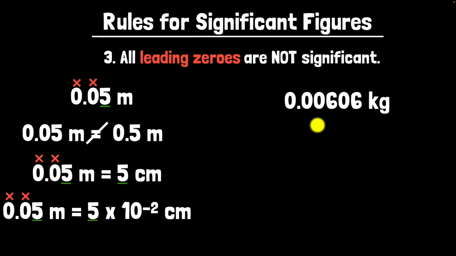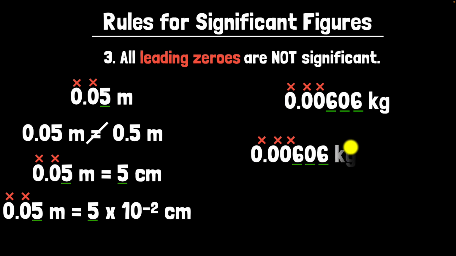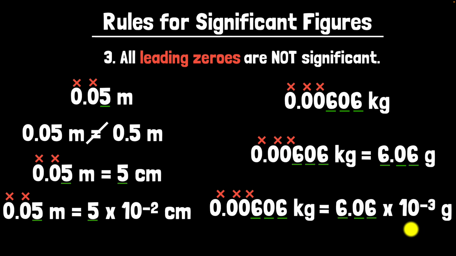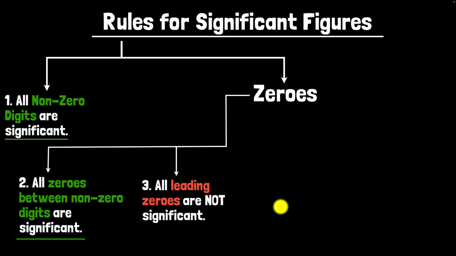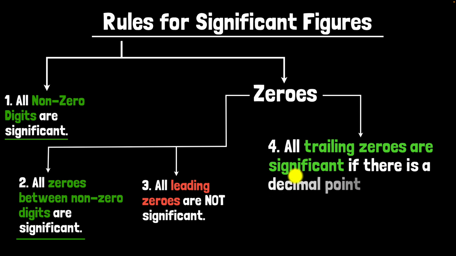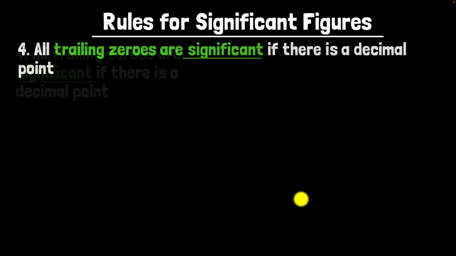Okay, let's try one more. How many sig figs over here? Well, let's see. We know these two are significant. We know the zero in between is significant. And all the leading zeros are not significant. So there are 3 sig figs over here. And again, we can express it in a different unit, and we can see we get rid of those zeros. Or we could just write it in scientific notation. Okay, that brings up the last question. What about the trailing zeros? And this is where it gets even more interesting, because the rule is all trailing zeros are significant if there is a decimal point.